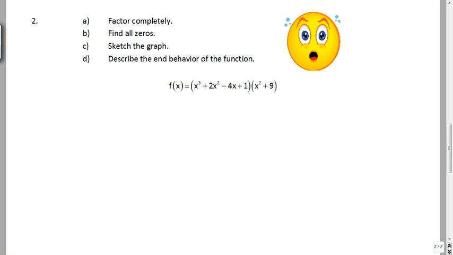Here's one big nasty equation. It actually is x to the 5th power when you FOIL this out. So what you need to do with this is use all of the skills that you've learned in this chapter so far. I need you to factor this completely. I need you to find all of your zeros. I need you to sketch a graph listing all important information and describe the end behavior of this function. So pause the video. This is going to take you a few minutes, and let's see how far you can go. Give it a try.